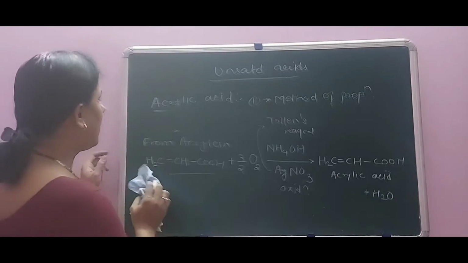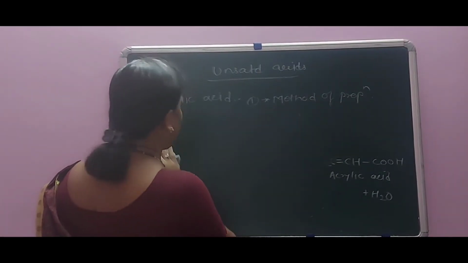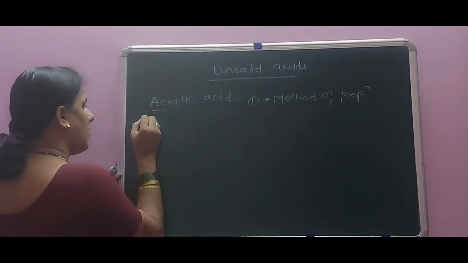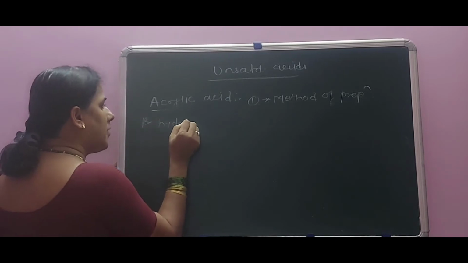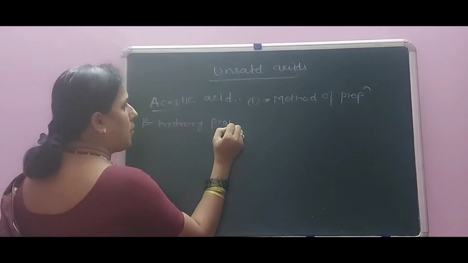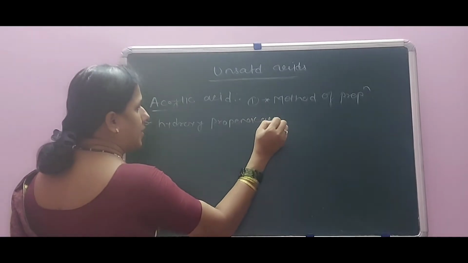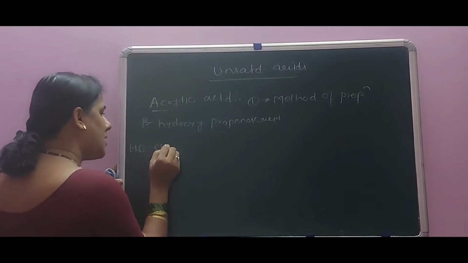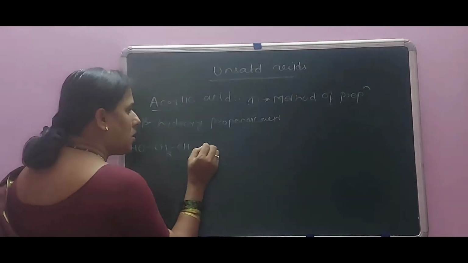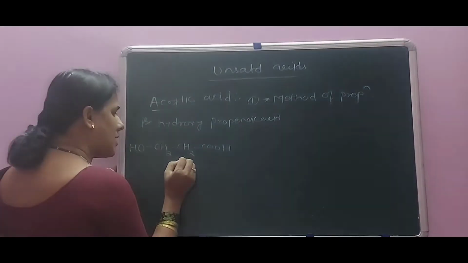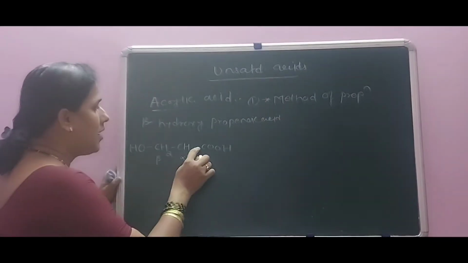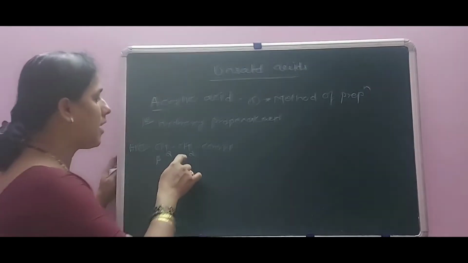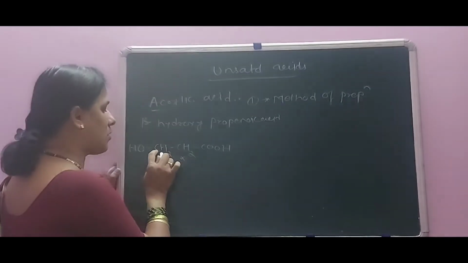Now, the second method is from beta hydroxypropanoic acid. See here, the structure of this is OH-CH2-CH2-COOH. This is the alpha position, this is the beta position. The alpha position is the carbon atom adjacent to the carboxylic group. First it is called alpha, this is called beta.